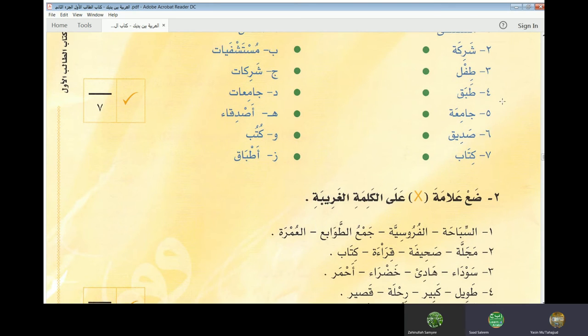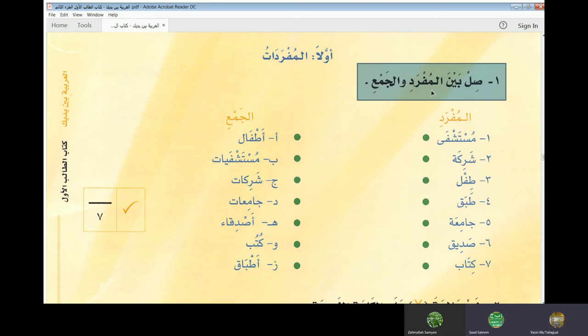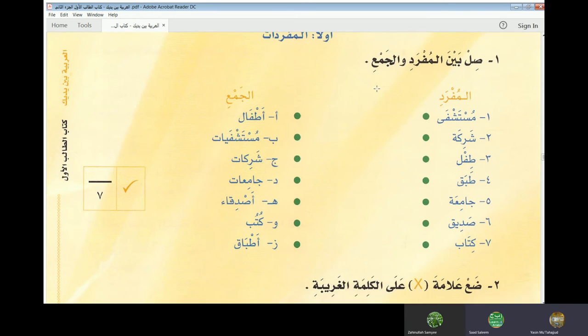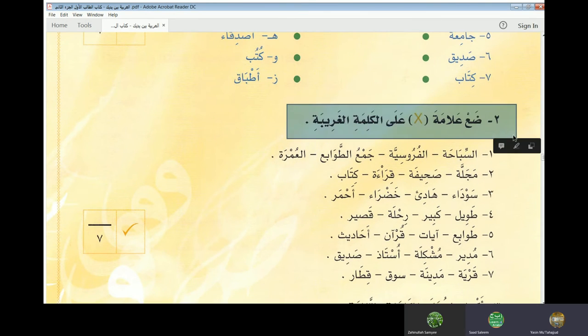So this one is connect between the vocabulary and the sentence. Singular, mufrad, plural, jam'. Connect between the singular and plural. Okay. And then the other one is put the appropriate check, put an X above the word. The cross sign on the different word.